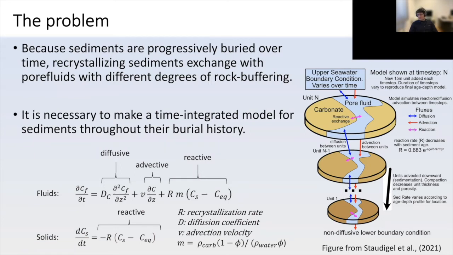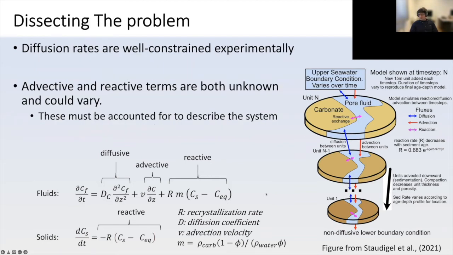In this case, we're neglecting processes like bioturbation because in the models I'm showing today, it integrates over 30 meters, which is already far larger than any bioturbation effects that you're likely to see in this system. And so we just need to solve these terms. And what we need to do, if we want to describe these systems over time, is understand the diffusive term, which is already fairly well understood just through analysis of pore fluids and experiments. You need to understand the advective term, and you need to understand this reactive term. And so we're going to start by dissecting the reactive term.